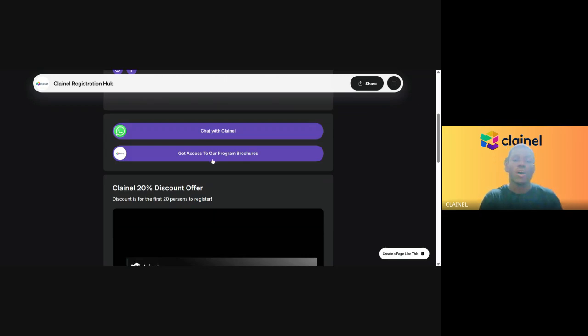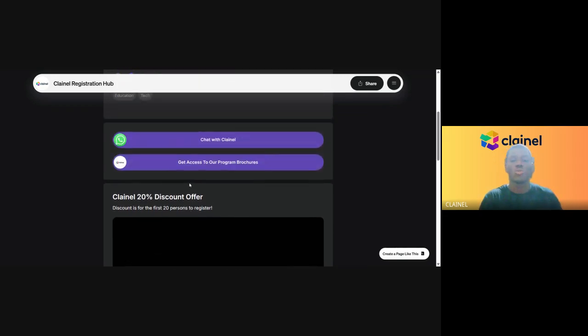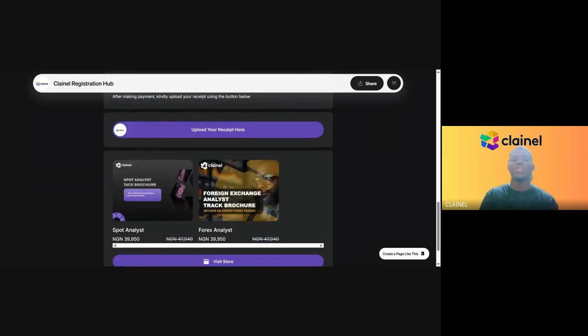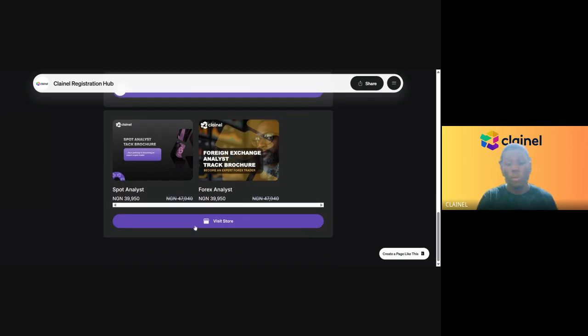Then get access to our program brochures. We're currently running two programs, the forex analyst and the sports analyst. Once you click on get access to our program brochures, you can see what we are going to offer you, the topics we are going to touch, and everything we are going to offer you when you register with us. You have to upload your receipt when you're done with your payment. So we're going to visit the store to see how to make this payment.